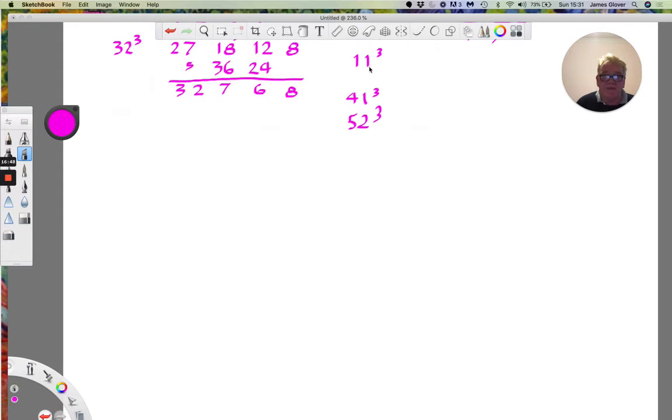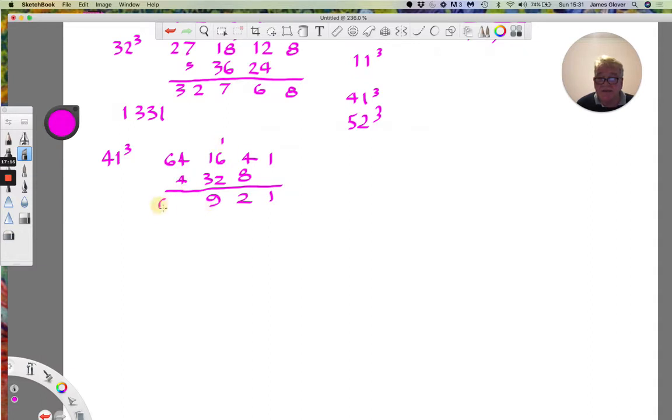So 11 cubed will come out to be 1331. 41 cubed, I'll just go through this. 64, 16, 4, 1, 8, 32. We'll sum up 1, 12, 49, 68, 68921, and 52 cubed.